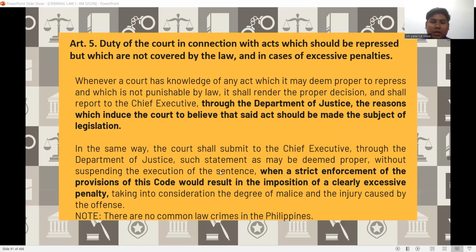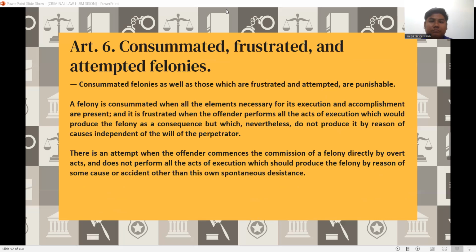Okay? And take note that there are no common law crimes in the Philippines. Why? Because we are a civil law country. We enact laws to punish acts. Okay? So that would be all.